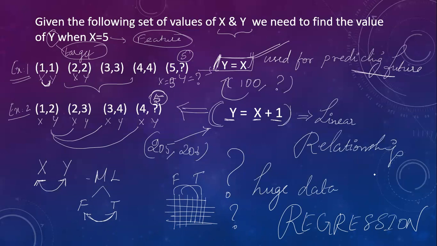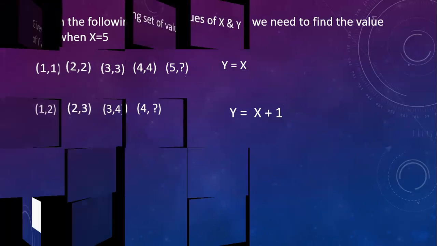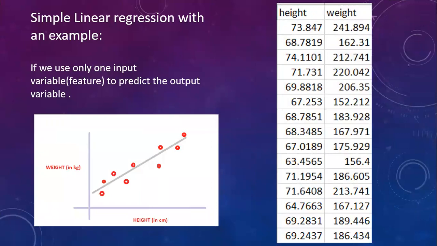So let's move on to the topic regression now. First of all, what is meant by simple linear? Simple linear regression means if we use only one input variable, only one feature to predict the output, that is called simple linear regression. Just see the example given on the right side of the window.